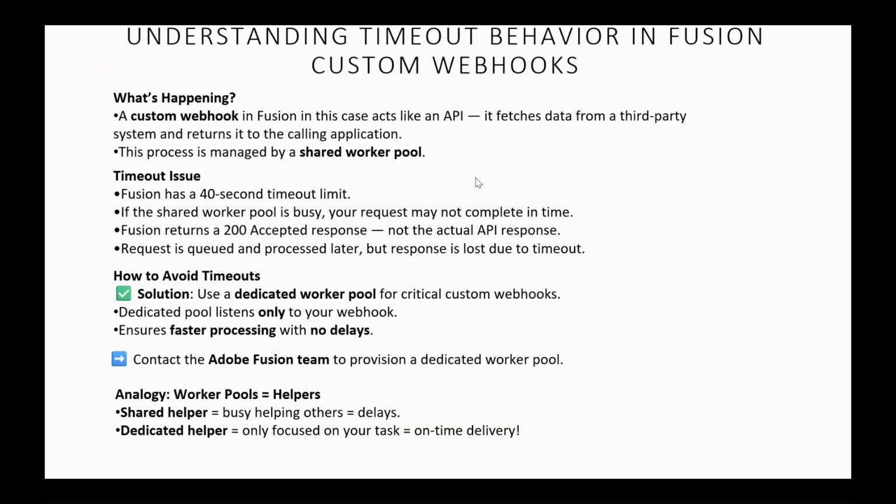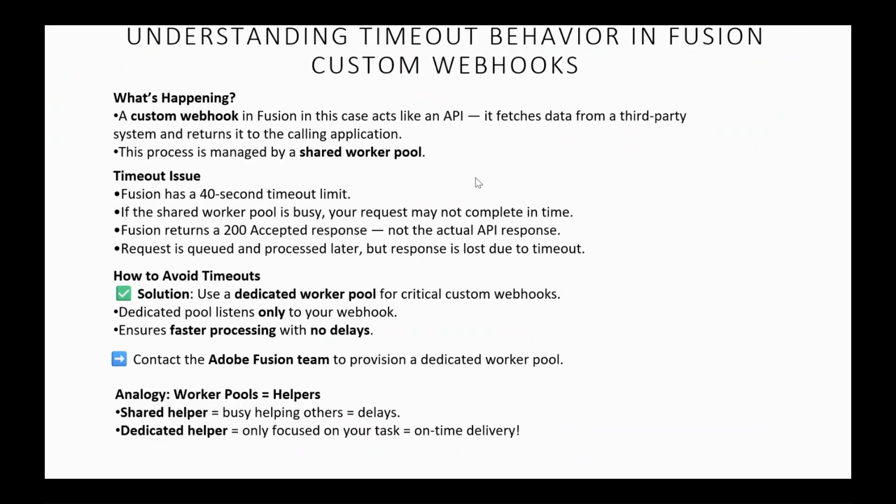So today we'll try to understand timeout behavior in Fusion custom webhooks. Let's imagine a situation. You've created a custom webhook, and that webhook is acting like an API. It's supposed to fetch data from a third-party application and push it back to the calling application. That's its job, right?